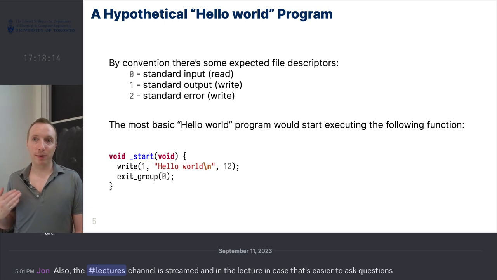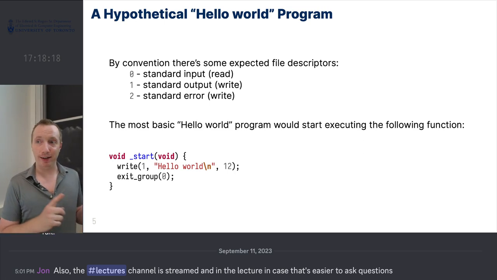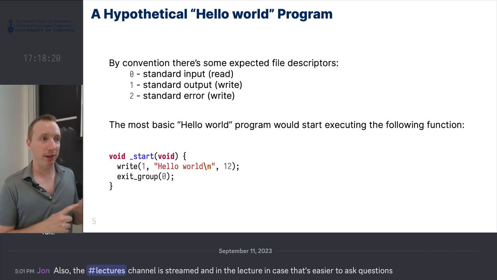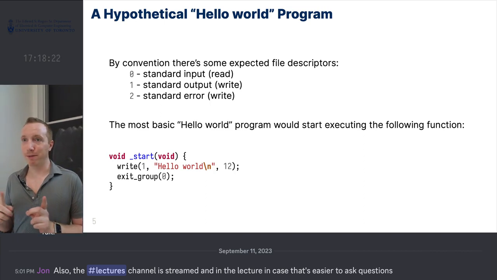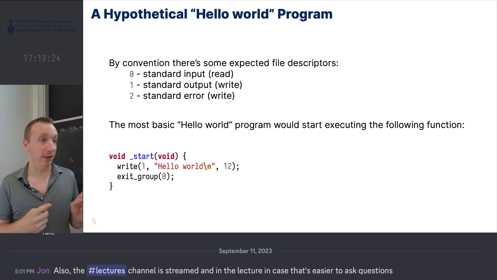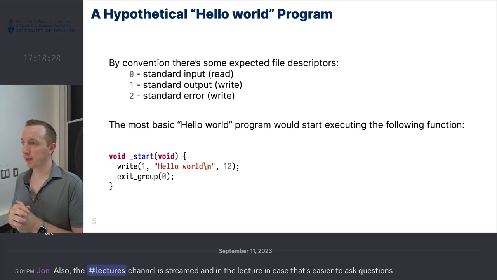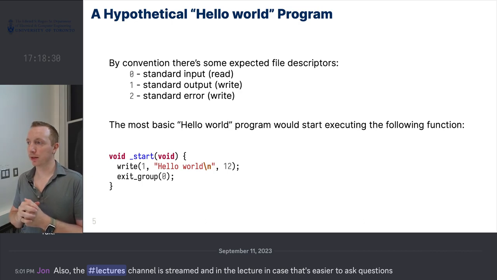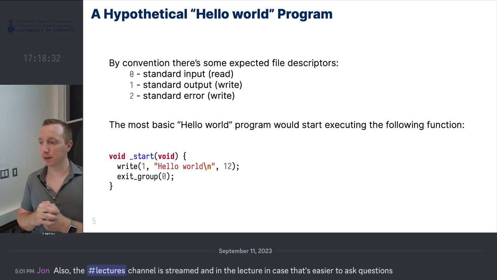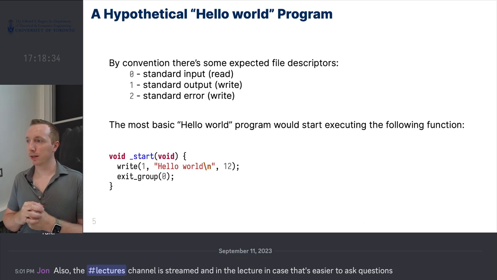So any questions about this minimal Hello World? This is like the smallest we could possibly get Hello World if we figured out how to start just executing this straight away. Yep. Does the name of this function being underscore start have anything to do with this label of the same name that we use in 243?